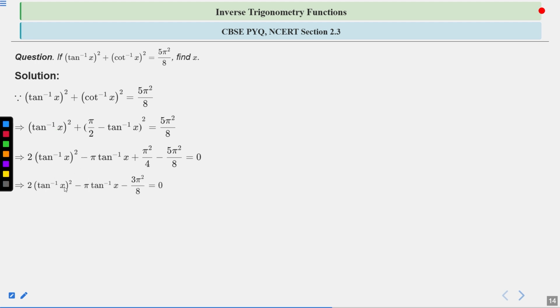So our expression becomes 2(tan inverse x)^2 minus pi tan inverse x minus 3 pi square by 8 is equal to 0. Clear? So after solving this by using Sridharacharya formula, that is minus b plus minus root over b square minus 4ac upon 2a, we will get tan inverse x as pi plus minus root over pi square plus 3 pi square upon 4, right? 3 pi square upon 4. Got it?